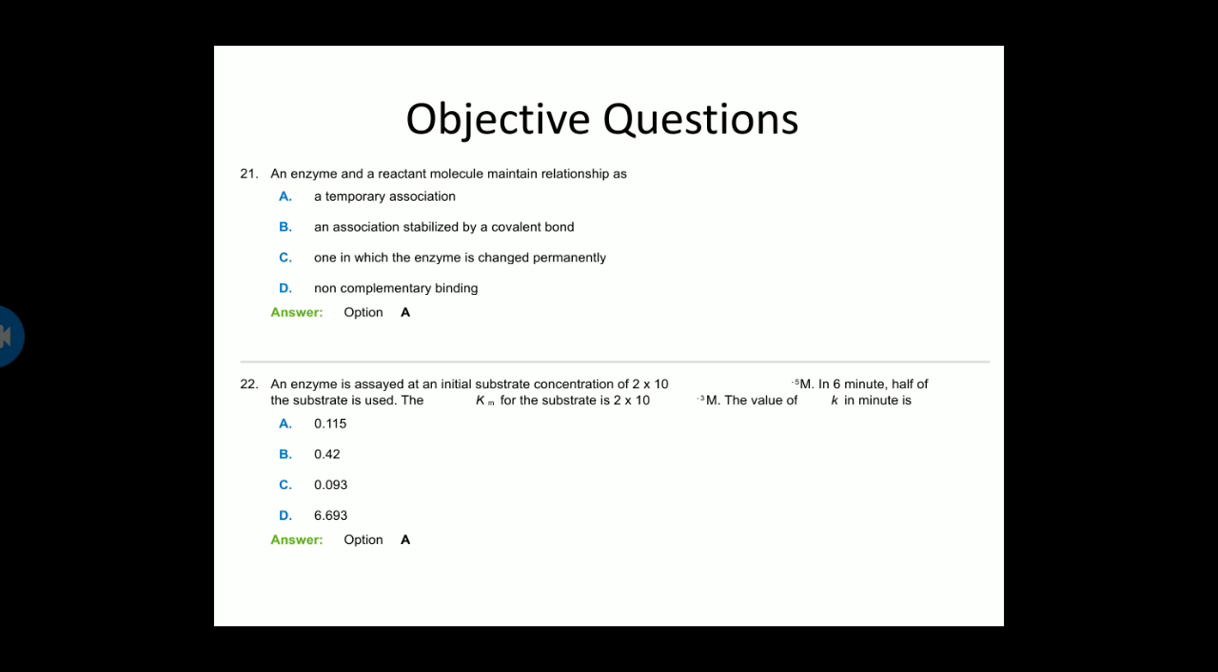Next question: an enzyme acts at an initial substrate concentration of 2 into 10 to the minus 10. In 6 minutes, half of the substrate is used. The Km for the substrate is 2 into 10 to the minus 3. The value of K in minutes: option A is 0.15, option B is 0.42, option C is 0.093 and option D is 6.693. So here, option number A, 0.115, is the correct answer for this question.